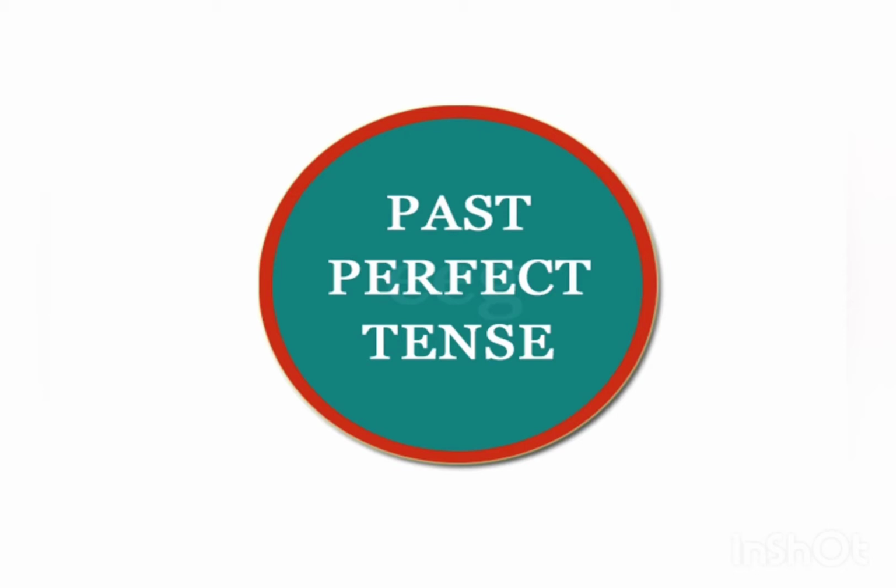You have your subject, plus you use has or have, plus you use the past participle of the verb. That is the third form of the verb. For example, she has finished her work means she has just finished her work, or he has eaten his lunch, right? So that was present perfect tense. Today we are going to study about past perfect tense.